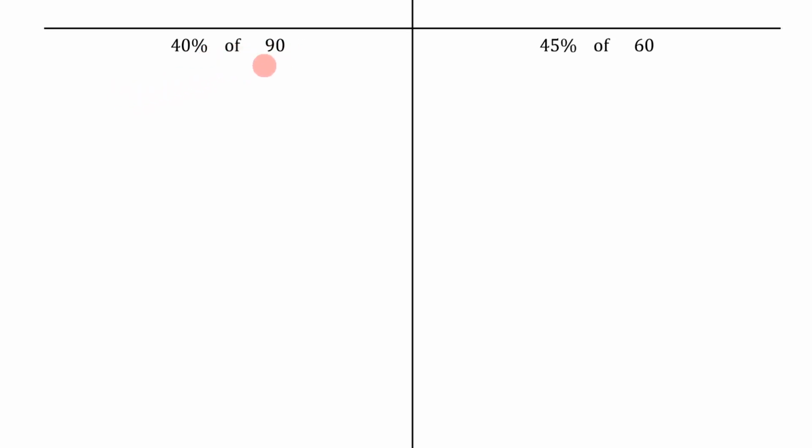So we've got 40% of 90. So I've got 40. So remember, I start off by writing out my percentage as a fraction times 90 on 1. And then I see what I can cancel out here, or what I can simplify. I could cross out this 0 with this 0. Fantastic. And then I could cross out this 0 with this 0.